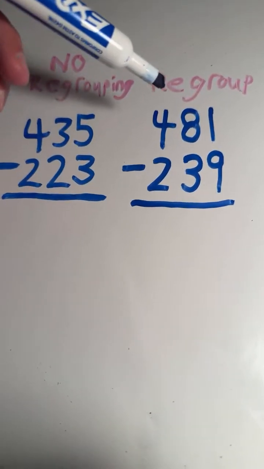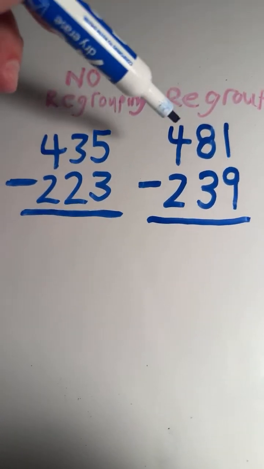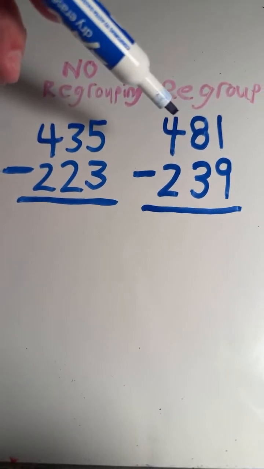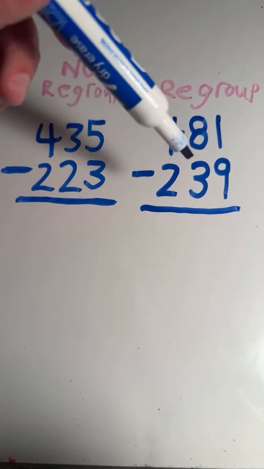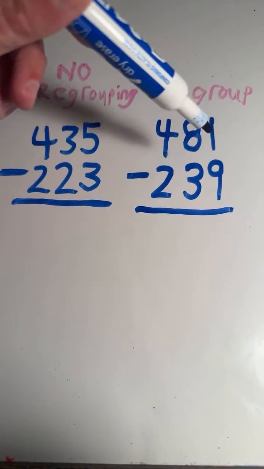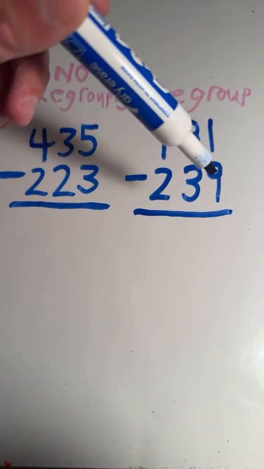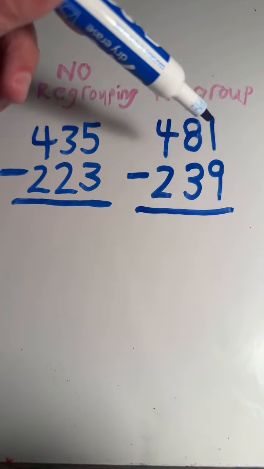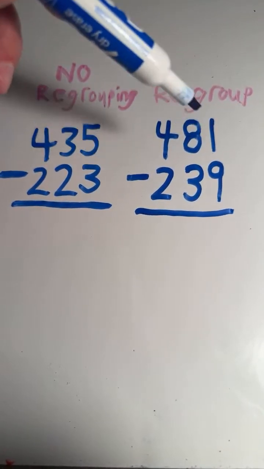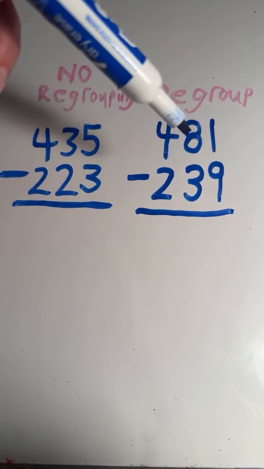Now, the second problem requires regrouping. 4 is bigger than 2, 8 is bigger than 3, but as you can see in the ones place, the bottom digit's bigger. 9 is bigger than 1. You can't start with 1 and take away 9. So we will need to regroup for this problem.